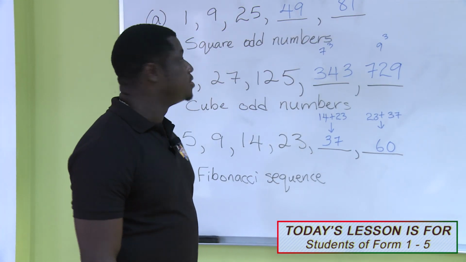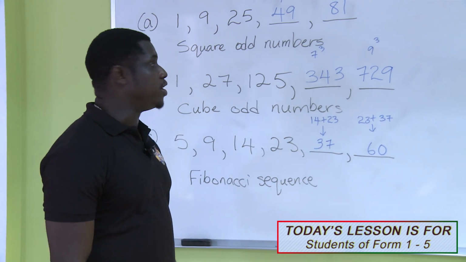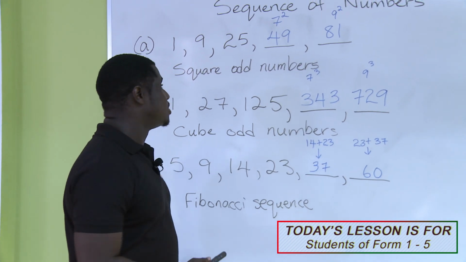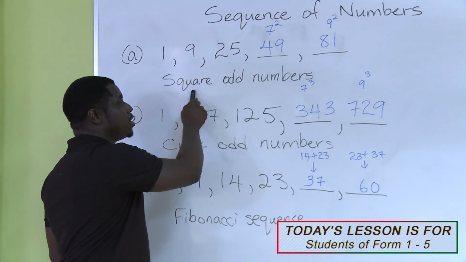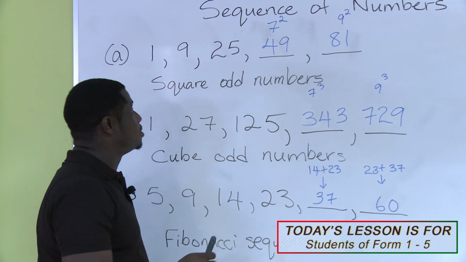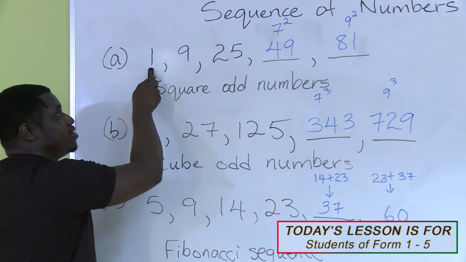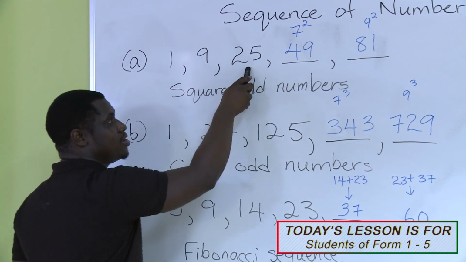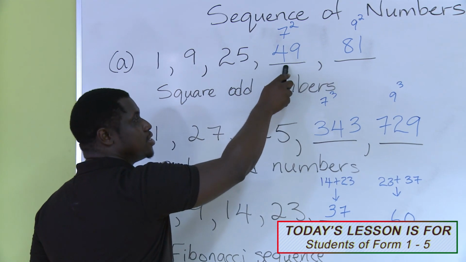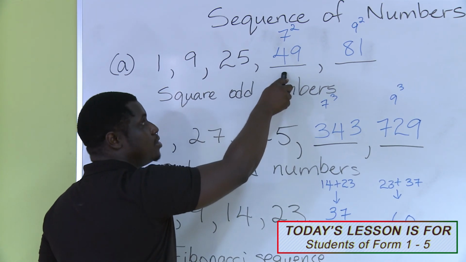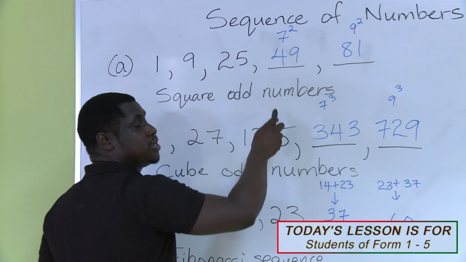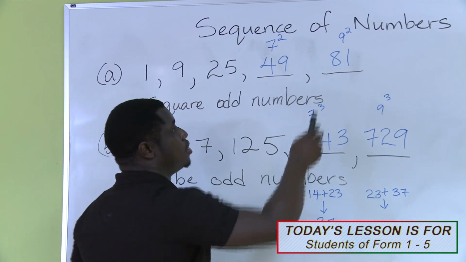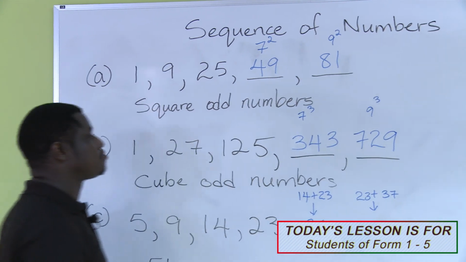Let's compare answers. For the first sequence, what did you get? I realize that I now have square odd numbers. 1 squared, 3 squared, 5 squared. So therefore, this term would be 7 squared, which is 7 by 7 to get 49. And this term would now be 9 squared. 9 by 9 is 81.